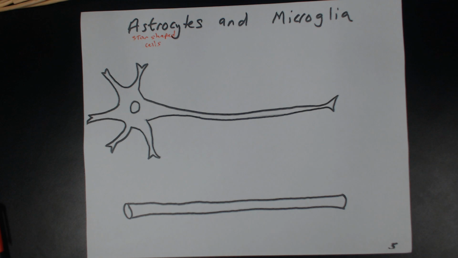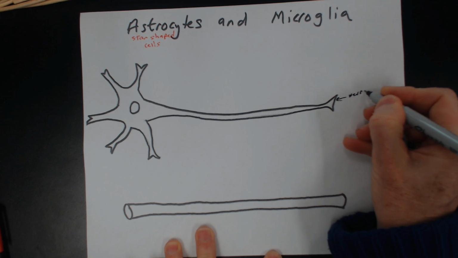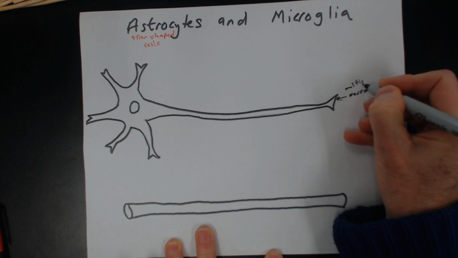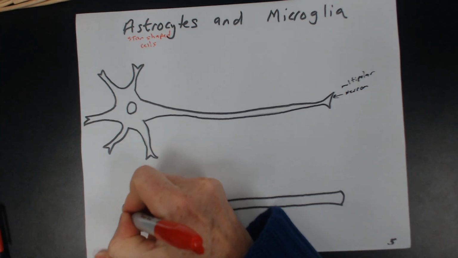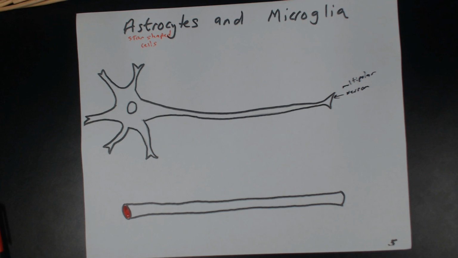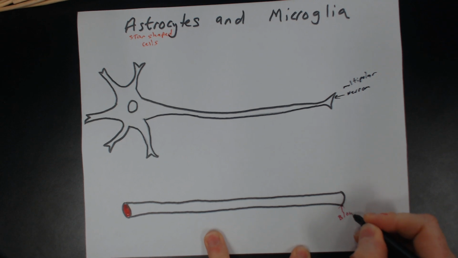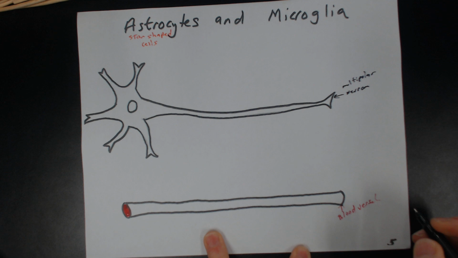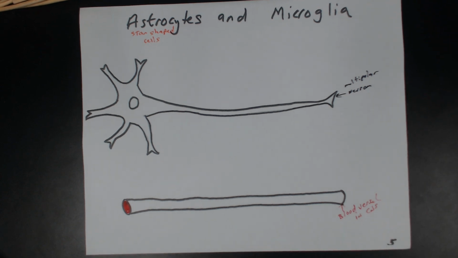What I said before, this is your basic neuron. There's your axon terminal, so this is going to be your basic multipolar neuron. Now we know what that is. And down here what I'm representing is just a blood vessel. If you want to think about this here as one of your cranial arteries, this is going to be a blood vessel in the CNS. ACA, MCA, PCA, pick your favorite, all those good ones.